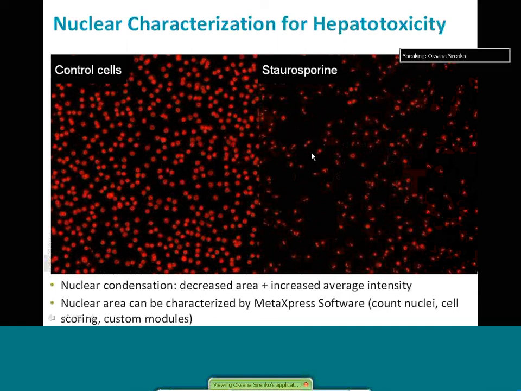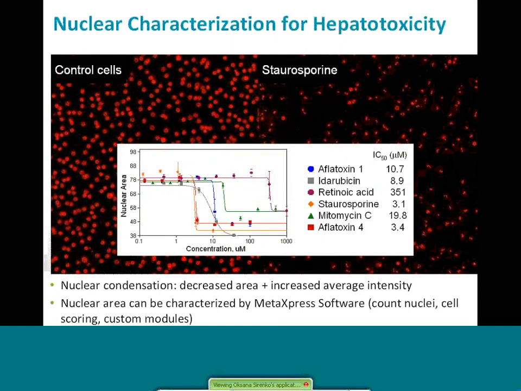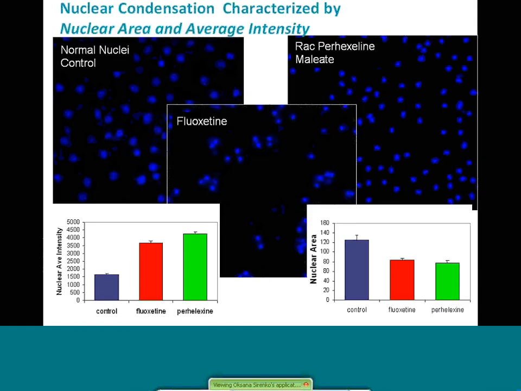So apoptosis, which is caused by staurosporine, results in nuclear condensation, which could be quantitated by decreased cell area and also increased average intensity. Those parameters could be characterized by software using nuclear count, cell scoring, or custom module algorithm. You can use nuclear area to build and define IC50s for different compounds and also to characterize apoptotic events.